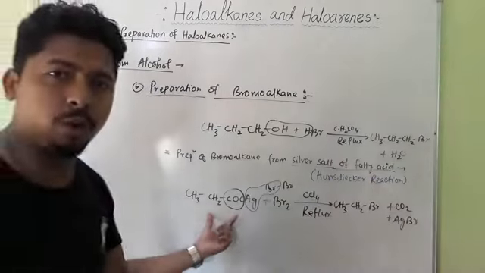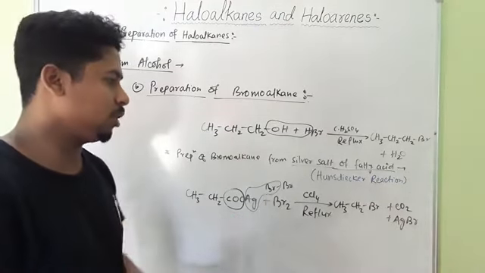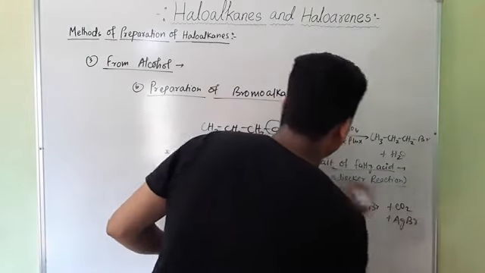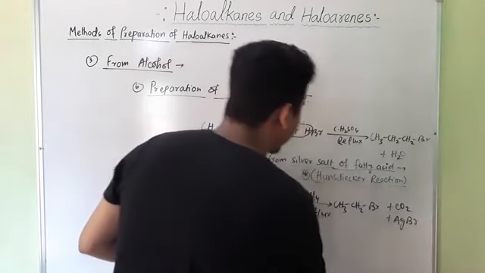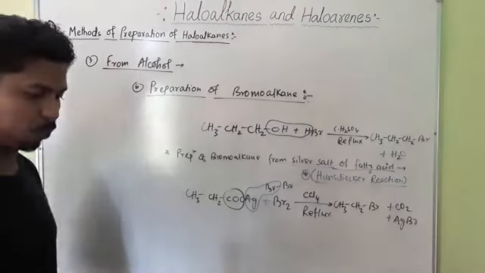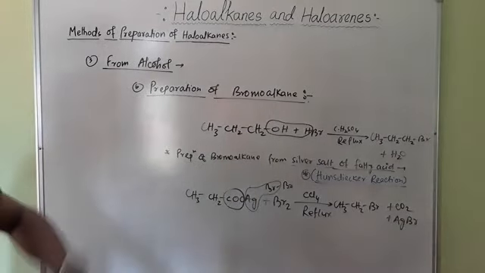This method is not from alcohol. This is from carboxylic acid or fatty acid, the silver salt of fatty acid. This reaction is important, and it is called the Hunsdiecker reaction. This is one name reaction, and it is important. So this is the preparation of bromoalkane.